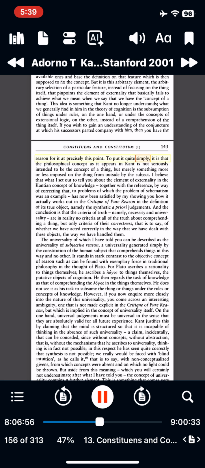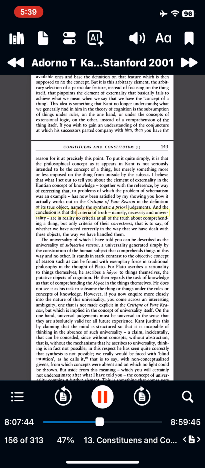To put it quite simply, it is that the philosophical concept as it appears in Kant is not seriously intended to be the concept of a thing, but merely something more or less imposed on the thing from outside by the subject. I believe that what I set out to tell you about the element of externality in the Kantian concept of knowledge, together with the reference, by way of correcting that, to problems of which the problem of schematism was an example, has now been satisfied by my showing you how it actually works out in the Critique of Pure Reason in the definition of its true object, namely the synthetic a priori judgments.